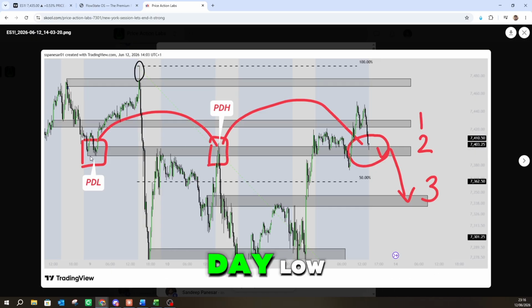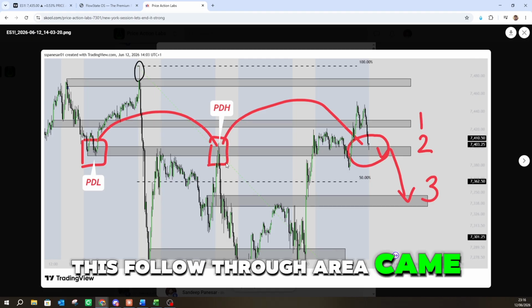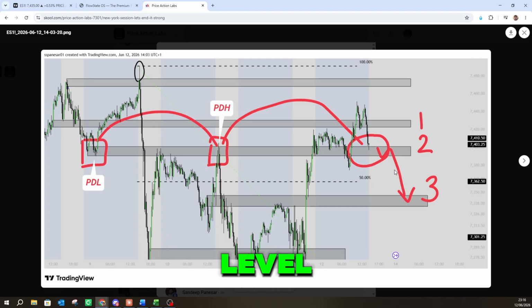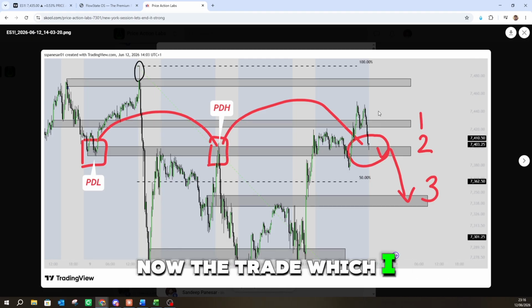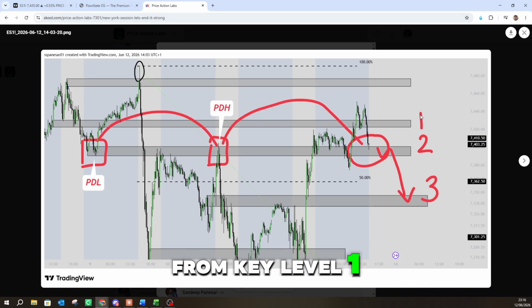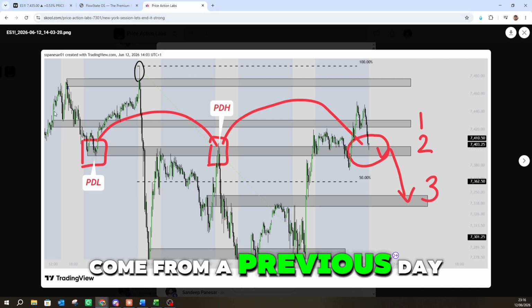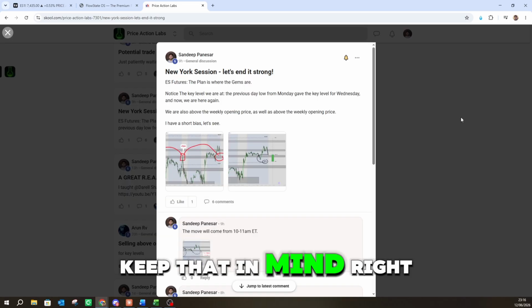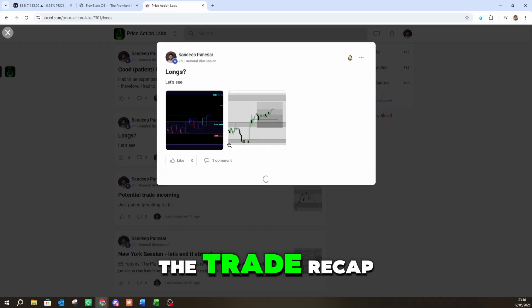So we had the previous day low, we had the previous day high, all right? This follow-through area came from a previous day low level. Now, the trade which I took on Friday, this one over here, came from key level 1. Key level 1 did not come from a previous day high or low. Keep that in mind when we look at the trade recap.